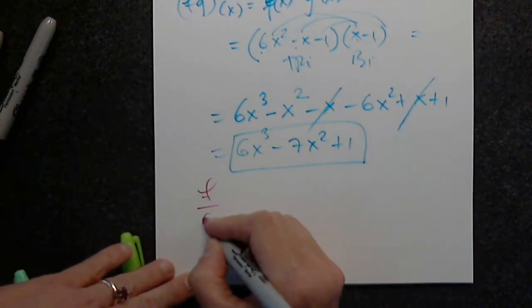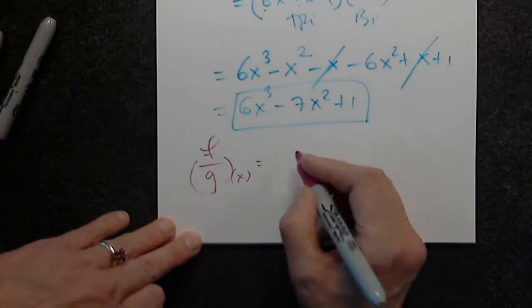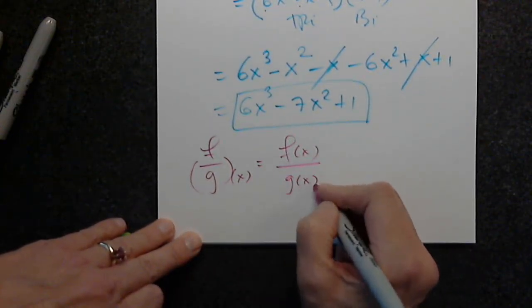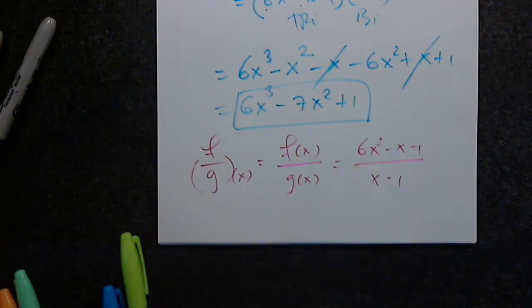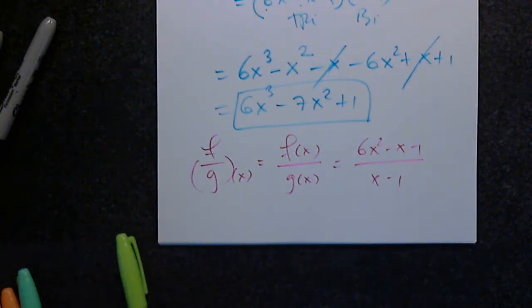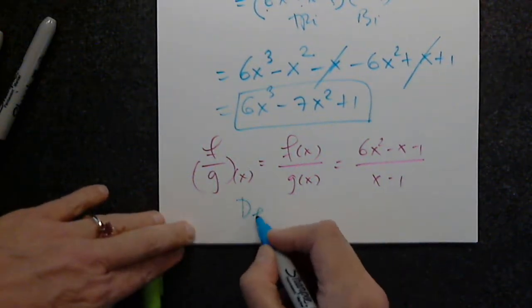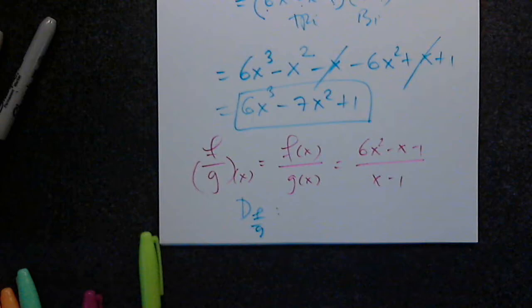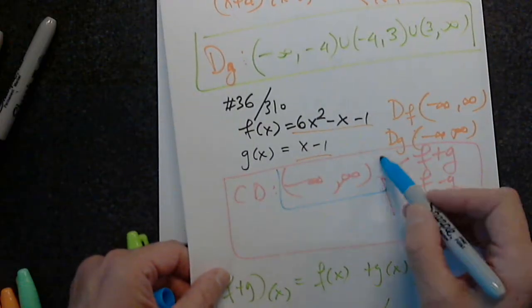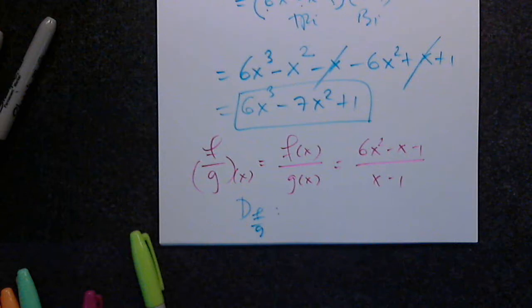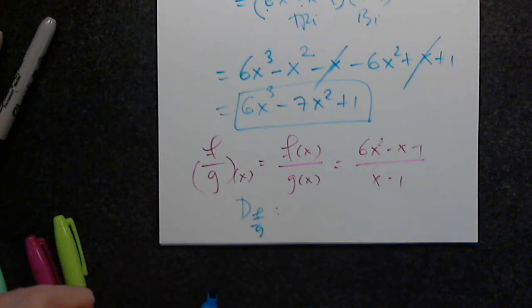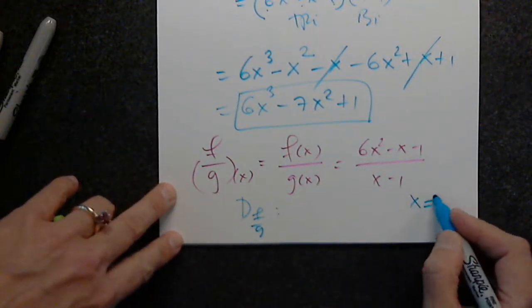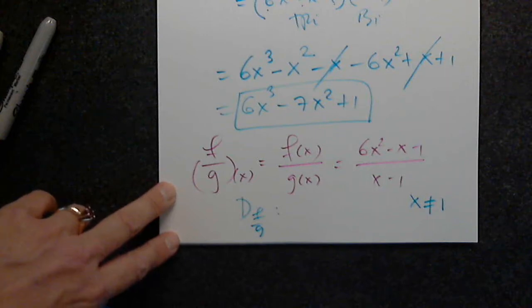Finally, f over g of x is by definition f of x over g of x, which is 6x squared minus x minus 1 over x minus 1. There is nothing we need to do here. However, we have to find the domain of this function. From the common domain, which happens to be all real numbers, I must remove those values of x that make the denominator 0. So x cannot be 1. Very good. So now what is the domain of the ratio then?